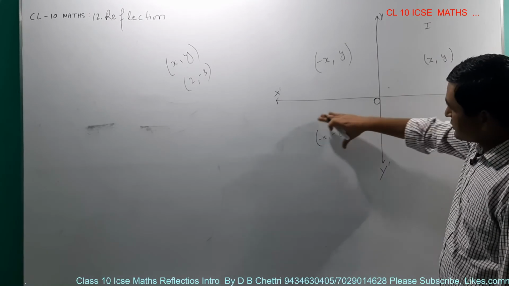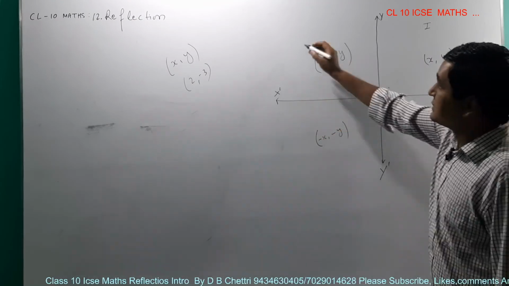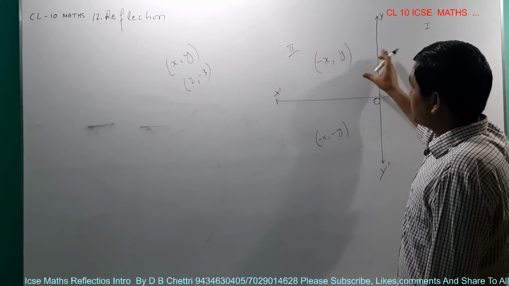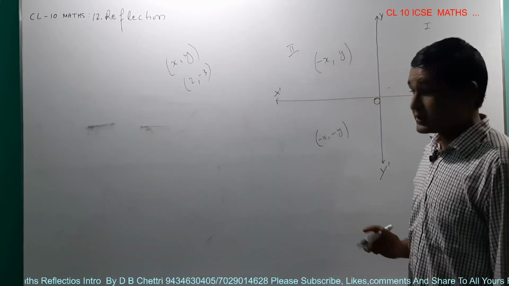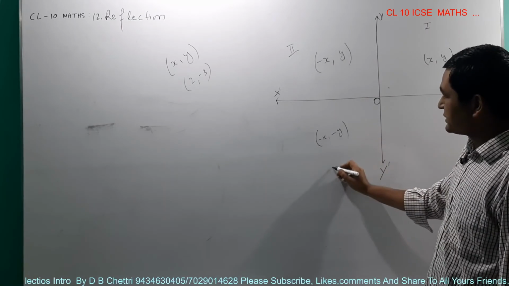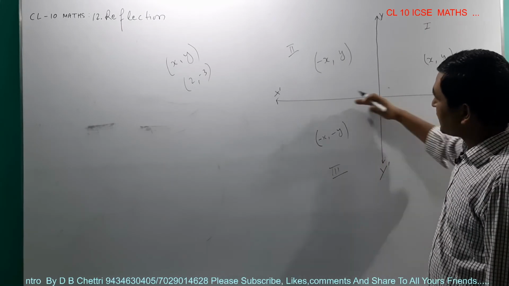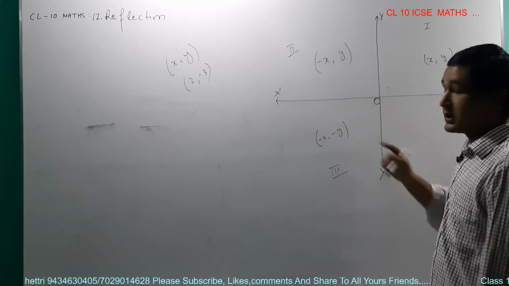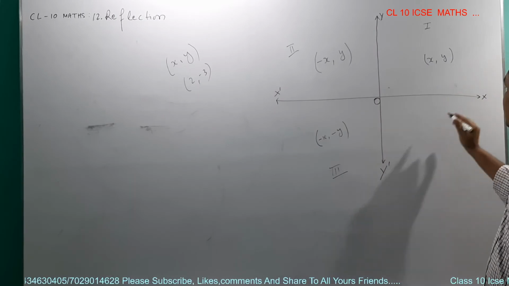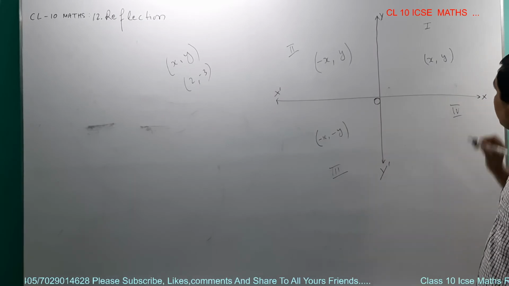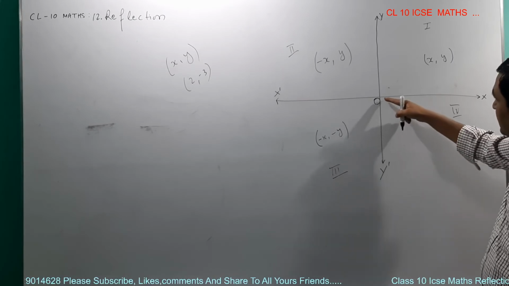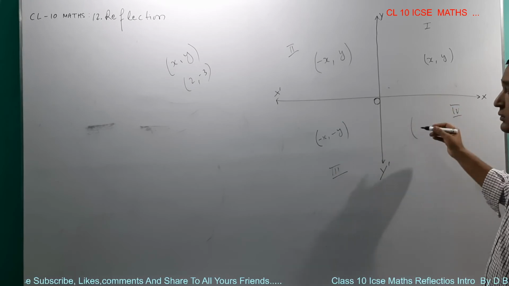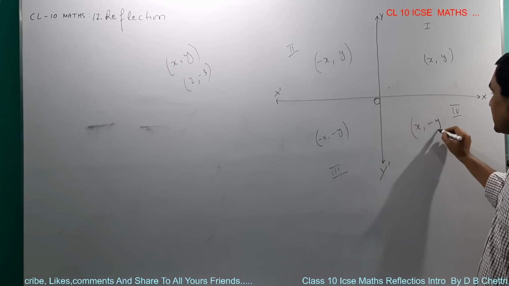In the second quadrant, x is negative and y is positive. In the third quadrant, both axes are negative, that's why x negative and y negative. Now the fourth quadrant: x is positive and y is negative. That means the coordinate in the fourth quadrant is x positive, y negative.